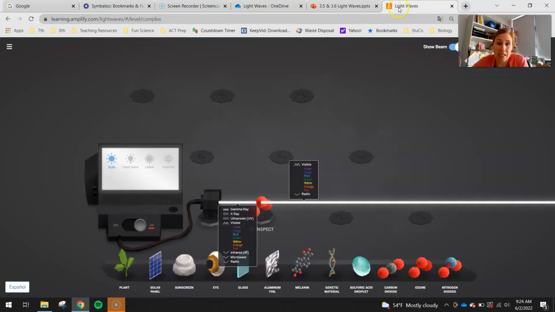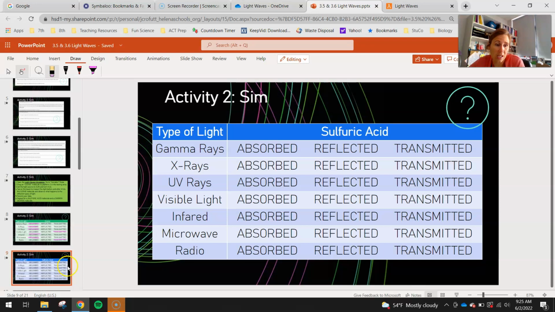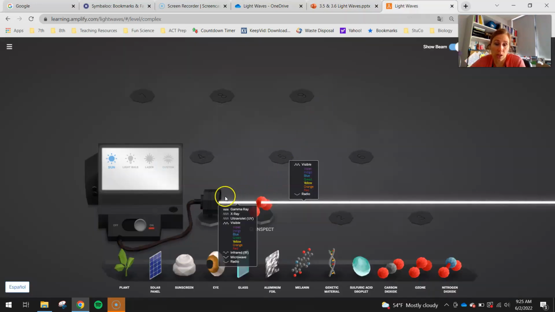Okay, I'm going to do the same thing, except I'm going to click and drag sulfuric acid up there next. So record your data, repeat for sulfuric acid, and then carbon dioxide. So you will do the same thing. You won't necessarily see either. You might even see some that are absorbed, some that are transmitted, and you might even see some that are also reflected.